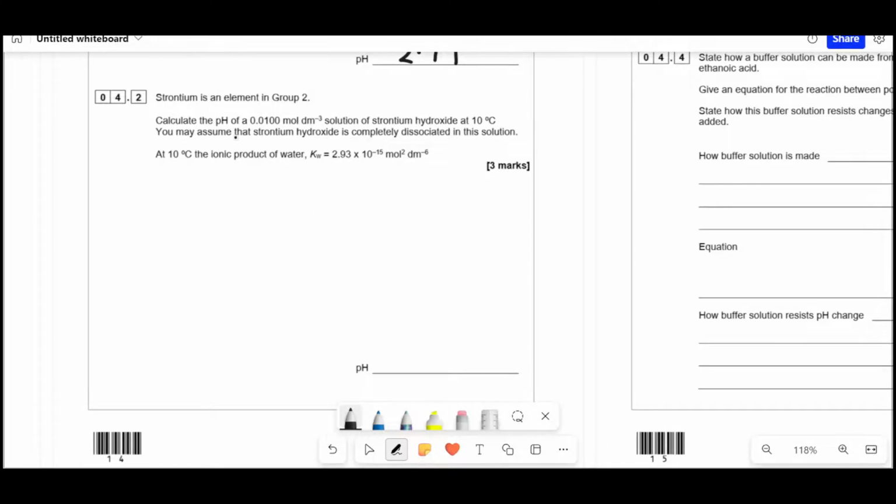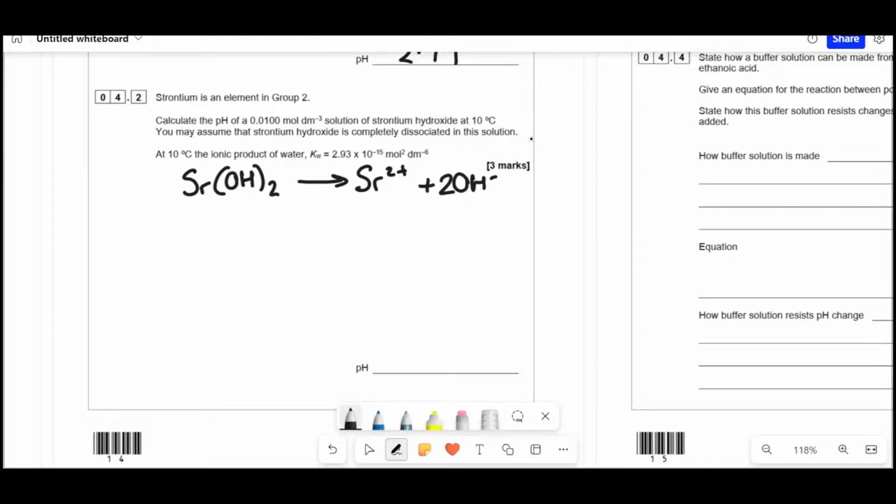Strontium is an element in group 2. Calculate the pH of 0.1 mole per decimeter cubed of strontium hydroxide at 10 degrees Celsius. You can assume that strontium hydroxide is completely dissociated in this. So rule number 1 is to figure out what strontium hydroxide is. It's in group 2, so it's going to be Sr2+ OH minus twice, Sr(OH)2. So when it dissociates, it's going to form Sr2+ and 2OH minus. So it's told you that it's completely dissociated.